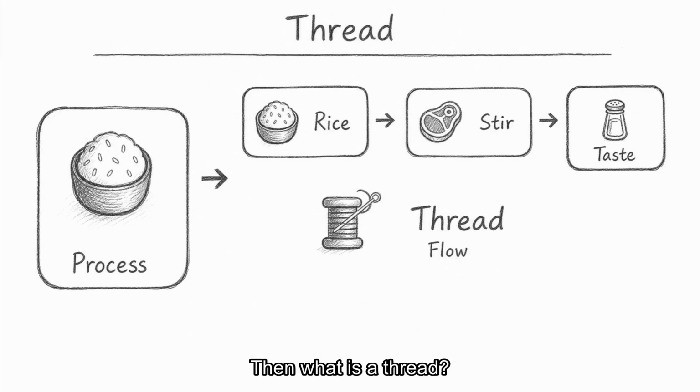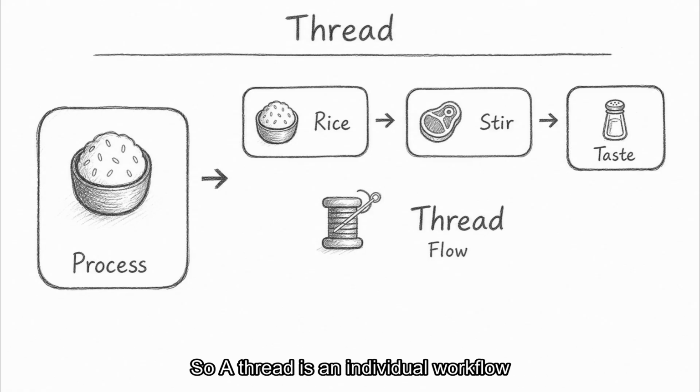Then, what is a thread? It's quite confusing. A thread is the actual flow of execution inside a process. Let me talk about making fried rice. A customer places an order, one fried rice. I can say that one fried rice order is a kind of process. When I make fried rice, I crack a lot of eggs, prepare the rice, stir-fry the meat and vegetables, and then adjust the seasoning at the end.